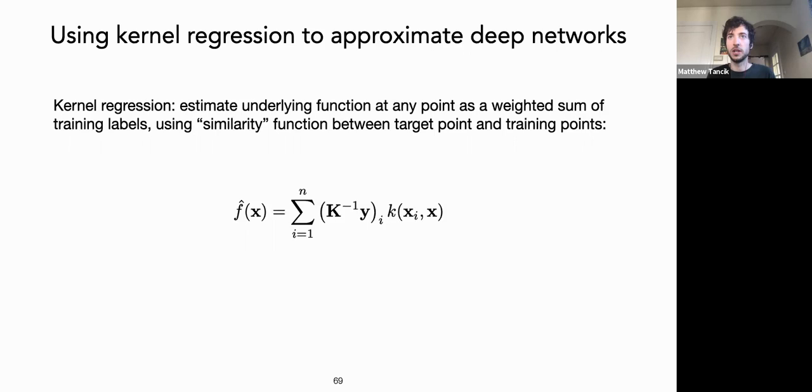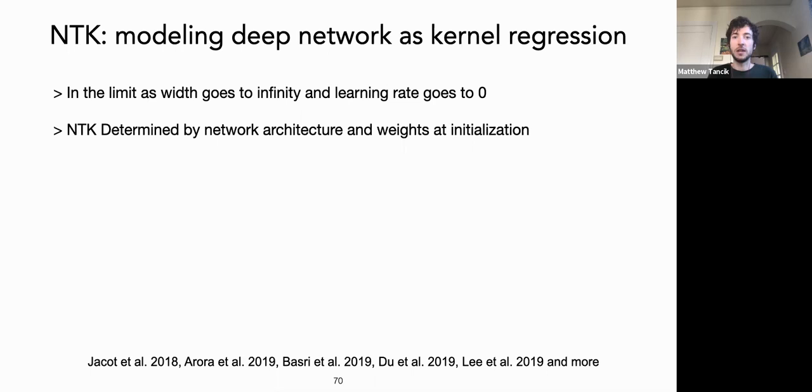There has been an exciting line of work that shows how deep networks can be approximated by kernel regression. Most of this work falls under the umbrella of neural tangent kernel theory. And this approximation holds in the limit of infinitely wide networks trained with infinitely small gradient steps. But many of these findings have been shown to also apply to more practical regimes. So this line of work says that deep networks can learn a function that can be approximated as a kernel regression with a specific neural tangent kernel that is determined by the network's architecture and the network's weight initialization.